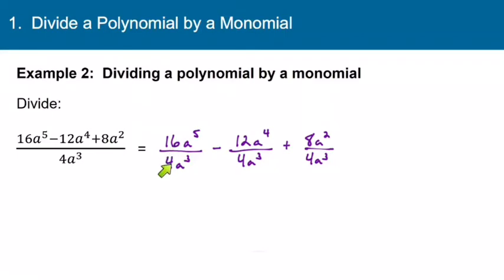So 16 divided by 4, of course, is 4. A to the fifth divided by a to the third is going to be a to the second. Then we have minus 12 divided by 4 is 3. A to the fourth divided by a to the third will be a to the first, because 4 minus 3 is 1. And then for our third term, the 8 divided by 4 will make 2.